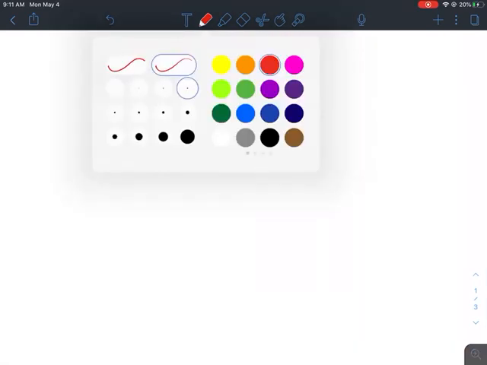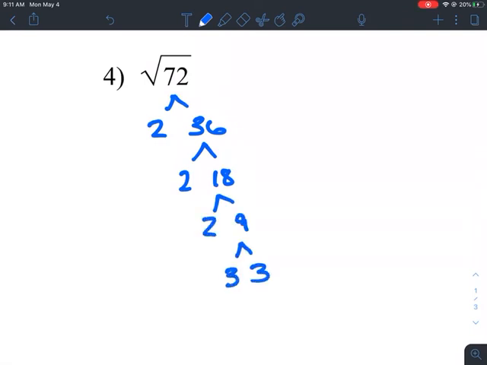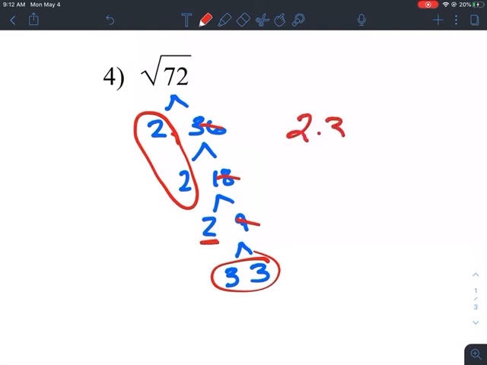And then last one. Okay, so start by dividing by 2. And then 2 again. 2. And I can't divide by 2 anymore, so I'm going to divide by 3. So now I'm going to circle anytime I have a pair. These guys go away. And I've got one left. So on the outside, I've got 2 times 3, and on the inside, I have 2. So this becomes 6 radical 2.